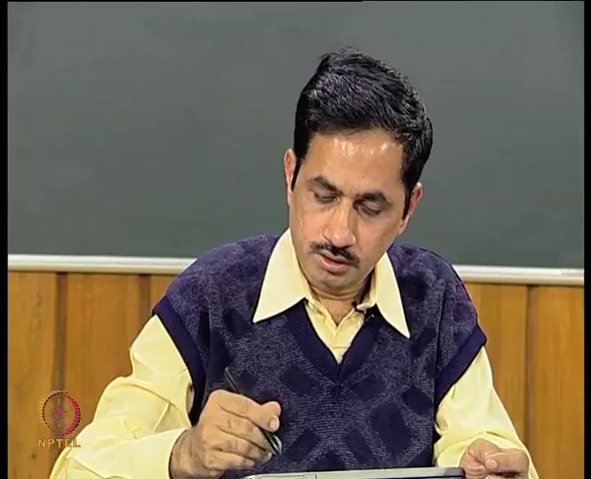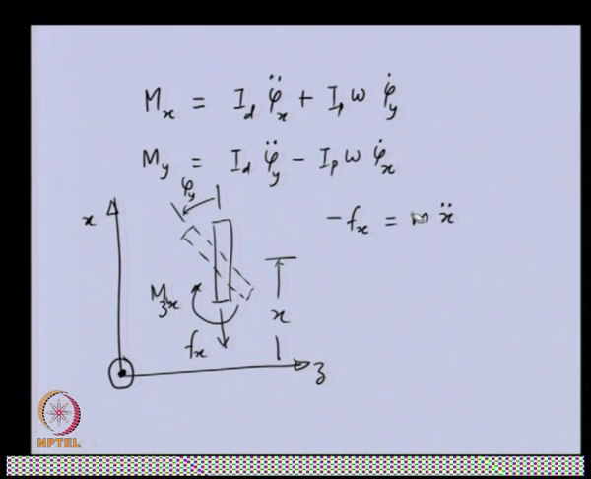So, now, once we have done the force balance in x direction, the moment balance will be zx, and this is equal to the inertia, which is the second one, Id phi double dot y minus Ip omega phi x dot. So, this is the equation of motion in x direction, and that is the moment balance in yz plane.